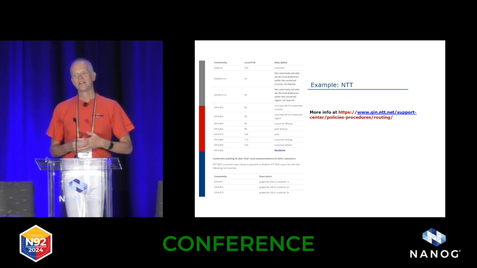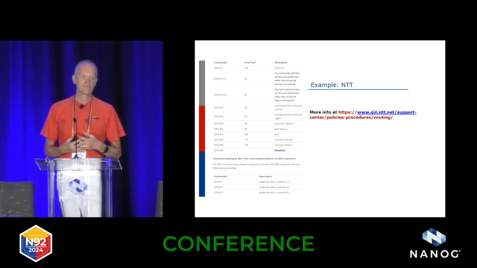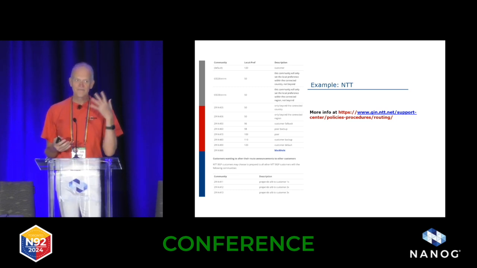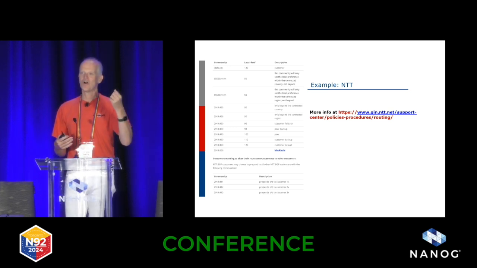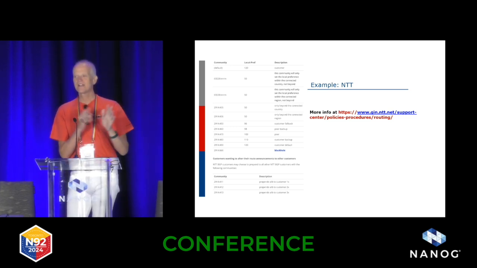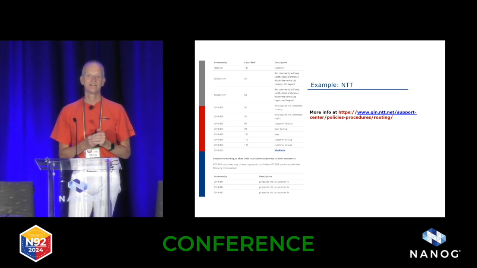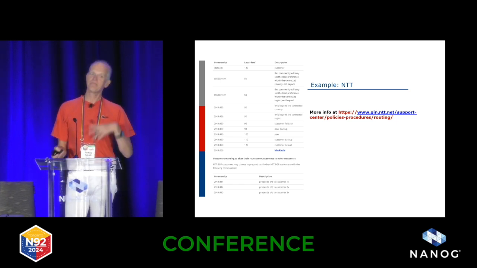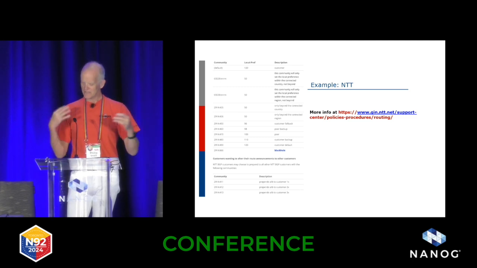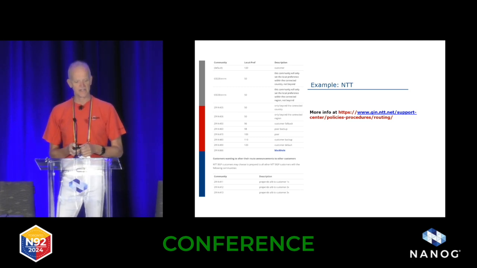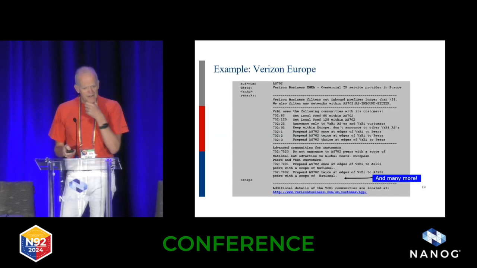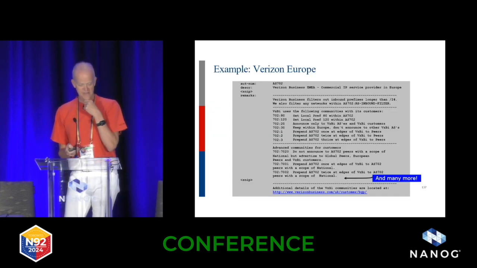I've got a lot of operators I help who are customers of NTT, and they have, I wouldn't say they have fun, but it certainly gives them a lot of options for how to do traffic engineering with NTT. And it makes it good for the customers that we always get the closest or shortest path to destinations. So that's NTT's one. We've got Verizon Europe.